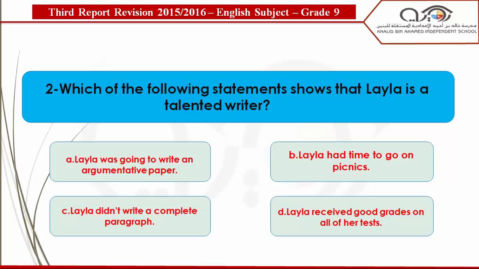Which of the following statements shows that Layla is a talented writer? Is it A, Layla was going to write an argumentative paper? B, Layla had time to go on a picnic? C, Layla didn't try to complete the paragraph? D, Layla received good grades in all the tests. I think it's D. Layla received good grades on all of her tests, so she was talented in all her subjects. So it's D, the right answer.